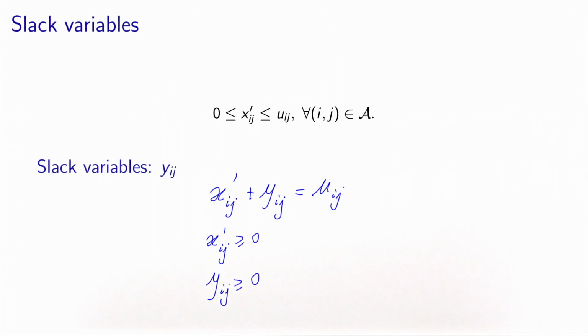It's an equality constraint: x'ij plus yij is equal to u'ij, the upper bound, and both variables must be non-negative. Now the interesting thing is that we can actually interpret these constraints, which are now equality constraints, as flow conservation constraints. This is less easy to see, so let's use an example to illustrate the concept.